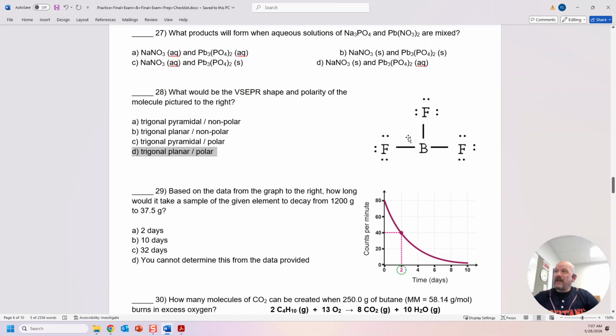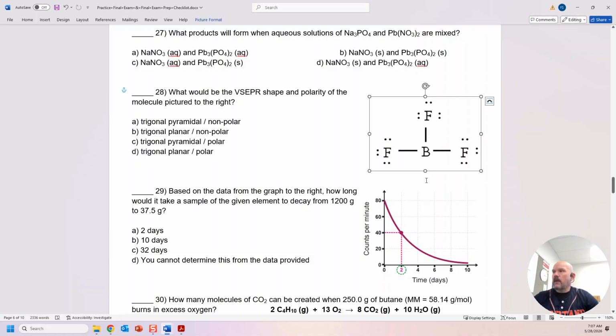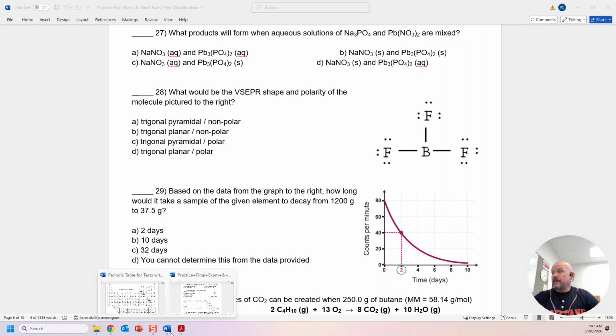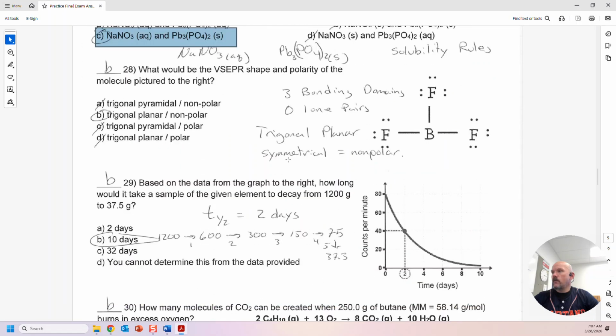If they ask us about bond angle, be careful. If they just said, hey, what's this bond angle here? Don't say 90 for that one. And then if they ask you that bond angle, don't say 180. Okay. But it's asking for the shape. And when you have 3 bonds, 0 lone pairs, that's trigonal planar. So the answer is B, trigonal planar, and it's nonpolar. If it asked about the bonds, it would have polar bonds, but the molecule itself is nonpolar.